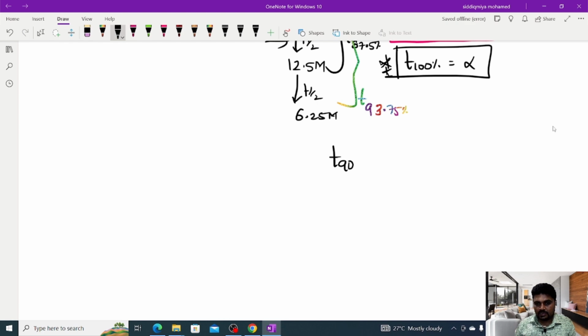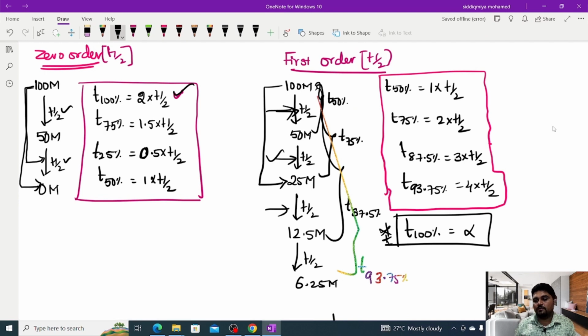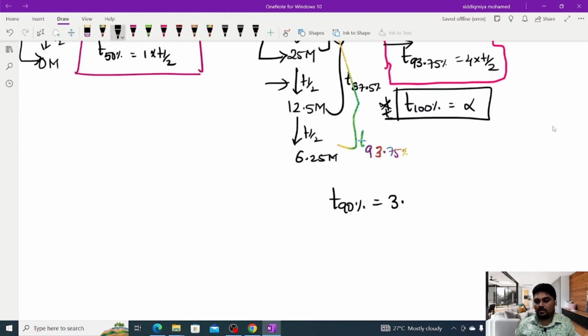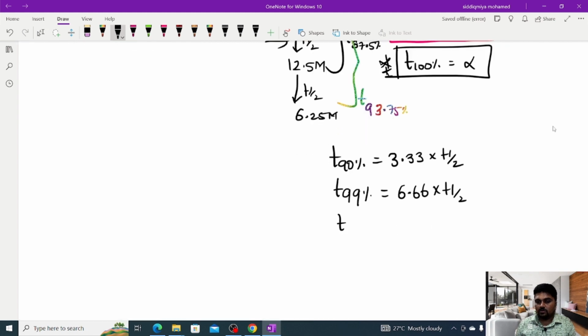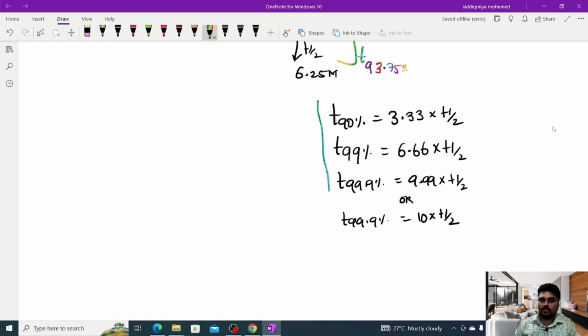And there are some more shortcut formulas. T 90% is equal to, where will it fall? Around 3.33, so it will come like 3.33 into T half. T 99% is equal to another shortcut, 6.66 into T half. T 99.9% is equal to 9.99 into T half, or you can write 10 into T half. You can use these formulas as shortcuts.